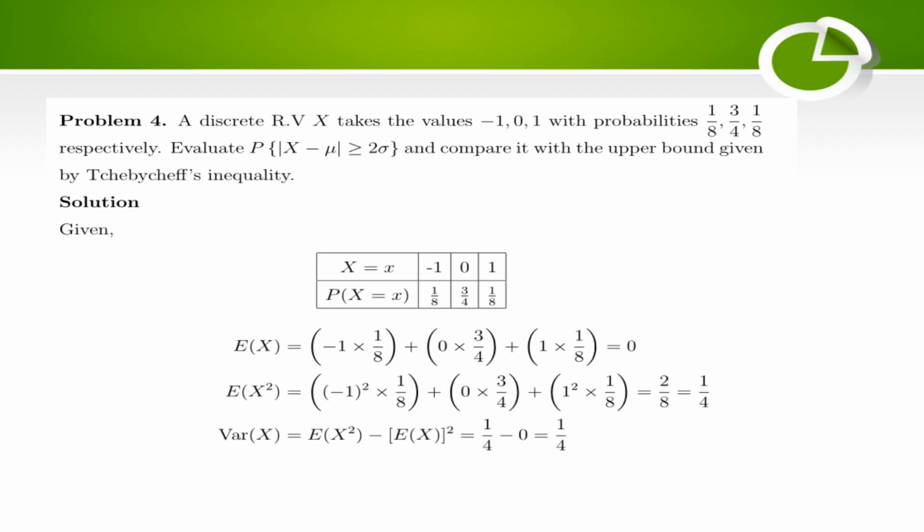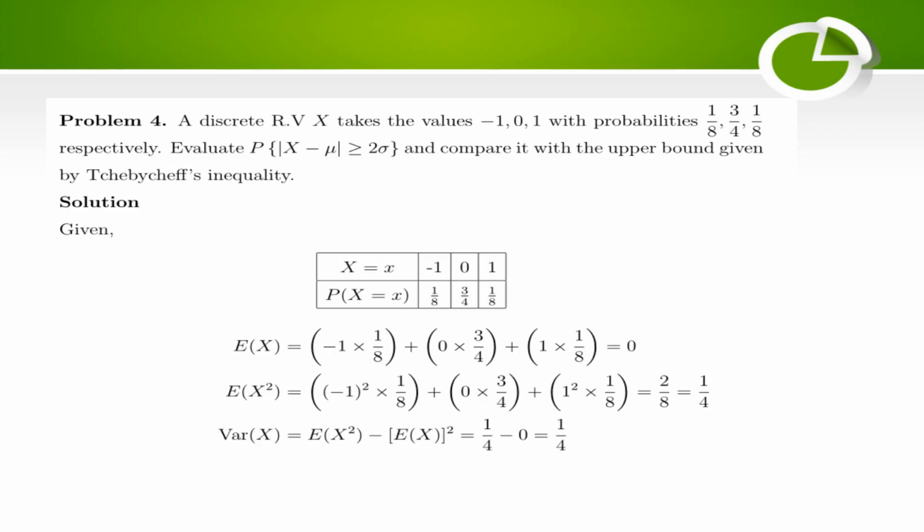Problem 4. A discrete random variable X takes the values −1, 0, 1 with probabilities 1/8, 3/4, 1/8 respectively. Evaluate P(|X − μ| ≥ 2σ) and compare it with the upper bound given by Tchebycheff's inequality.